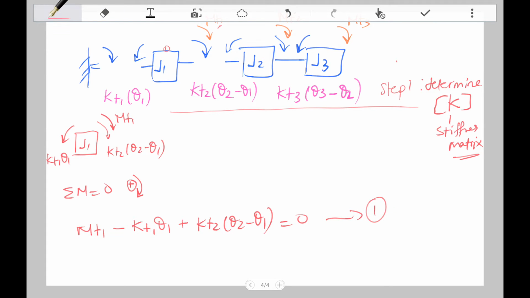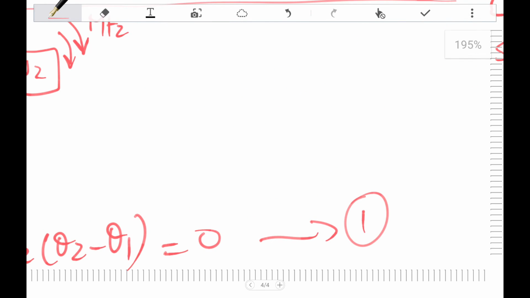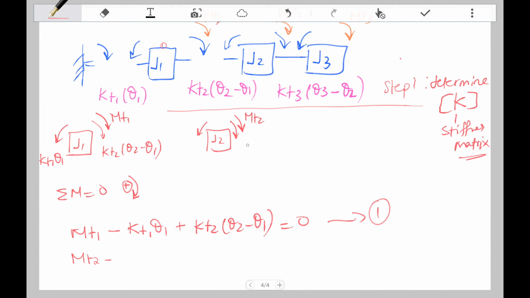And now your second equation, your second body, J2, you've got 2 moments there, and MT2. So that's going to be positive MT2, and then negative KT2 (theta 2 minus theta 1), plus KT3 (theta 3 minus theta 2), equal to 0.